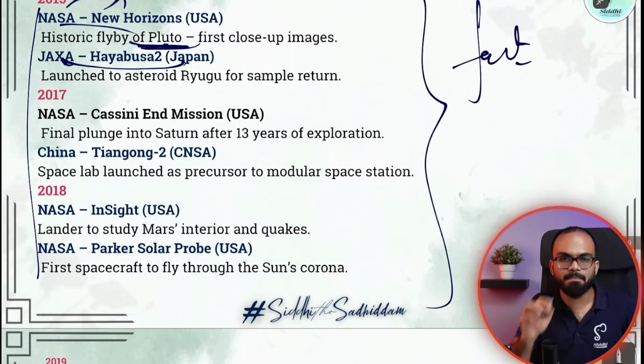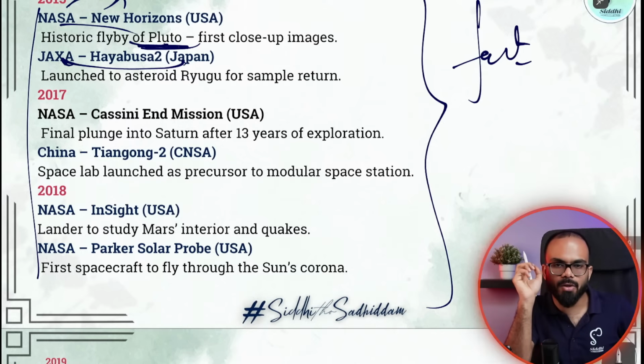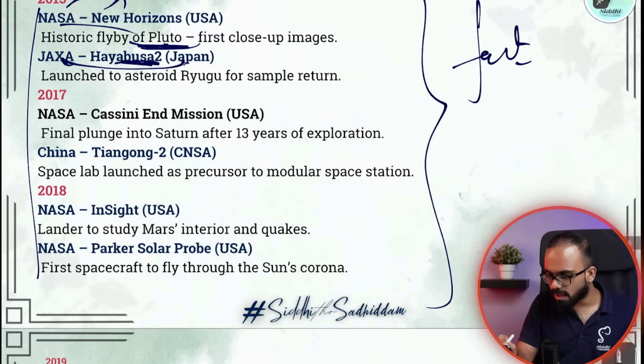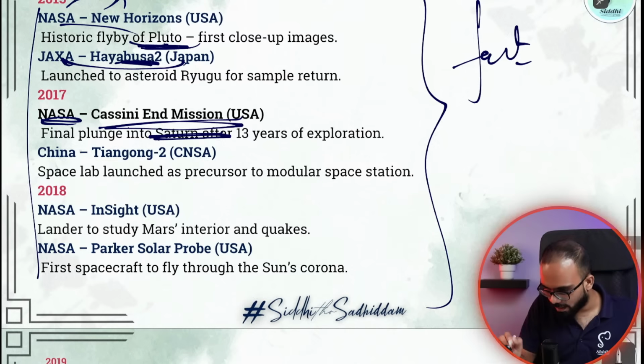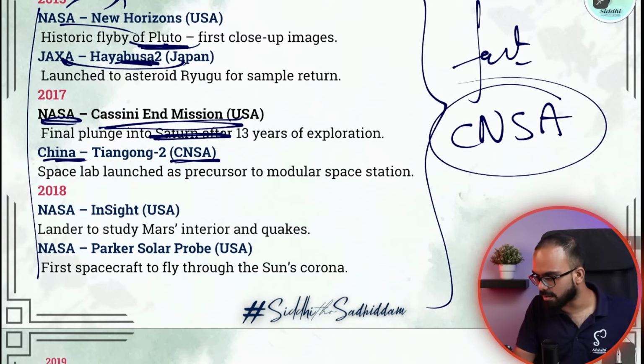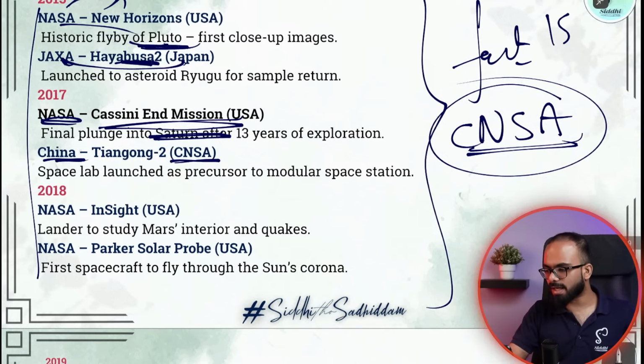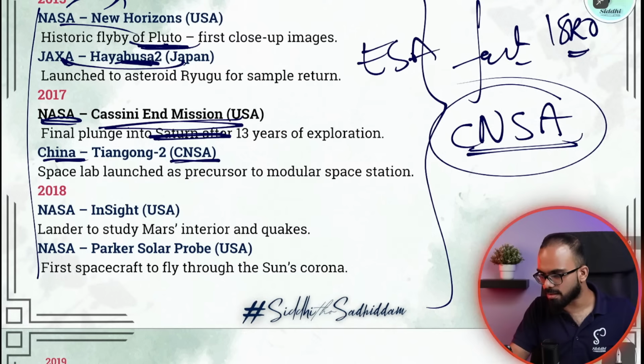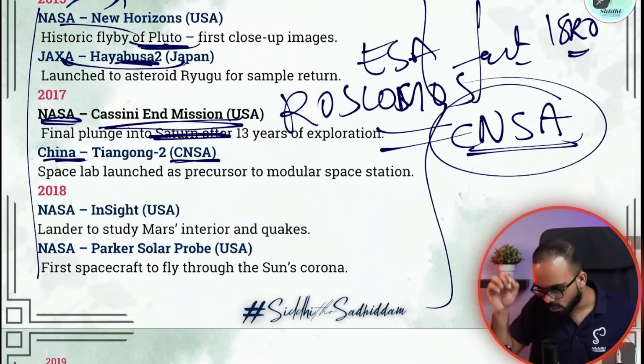Then the Japanese space agency name is JAXA. USA, NASA. Russia, Roscosmos. And Japan, it is JAXA. Europe, it is the European Space Agency. So JAXA's mission is Hayabusa 2. Then you also have NASA's Cassini mission to go to Saturn. China, CNSA is China's space agency, the Chinese National Space Administration. India has ISRO, USA has NASA, right? Europe has the European Space Agency, Russia has Roscosmos. They can ask this question also.